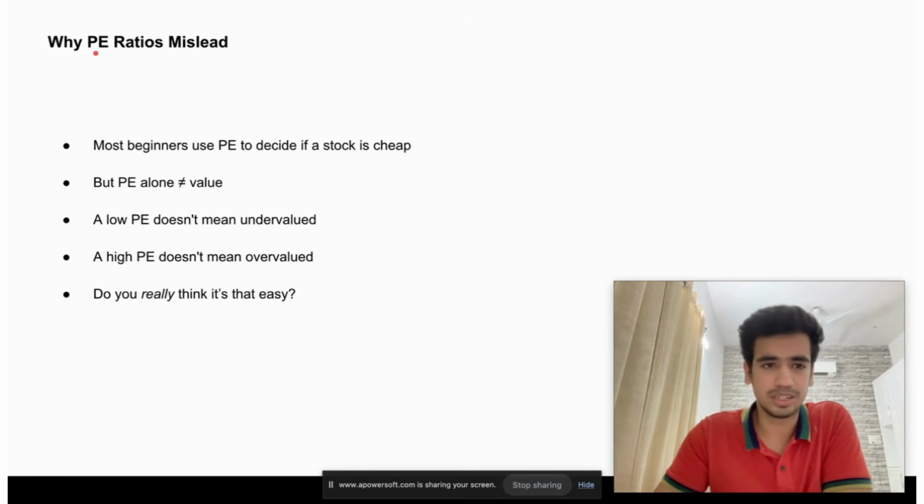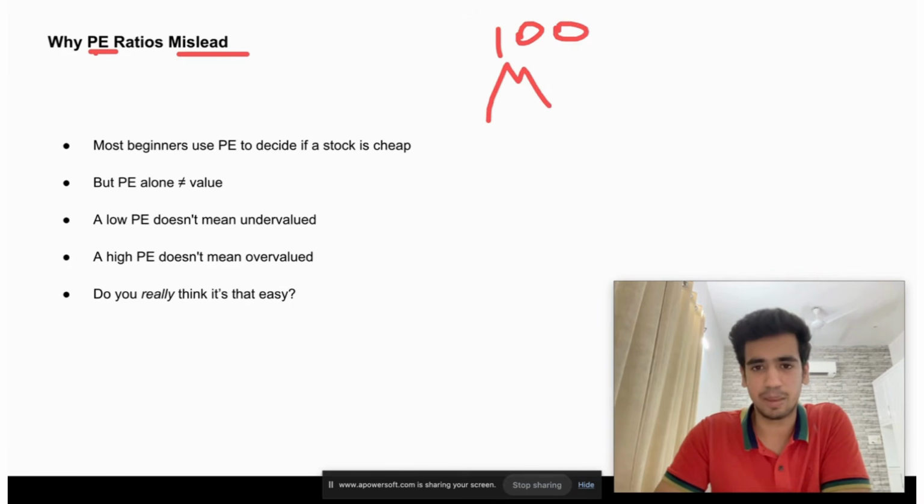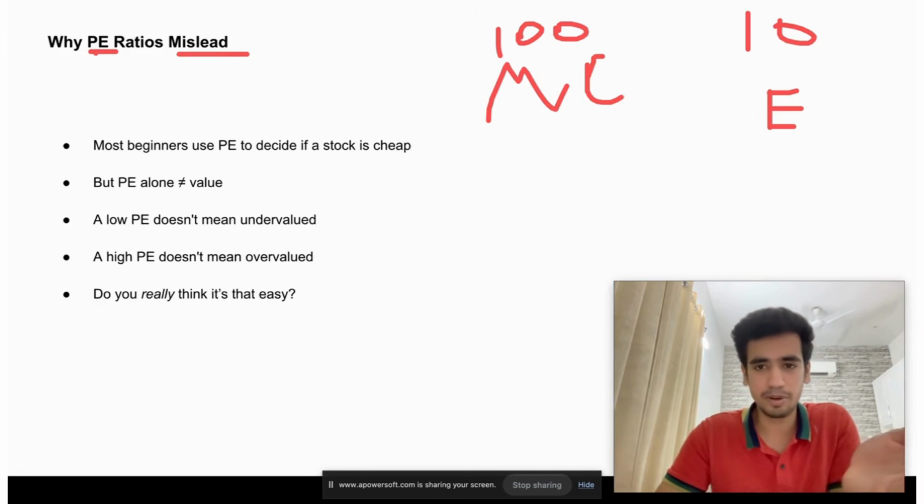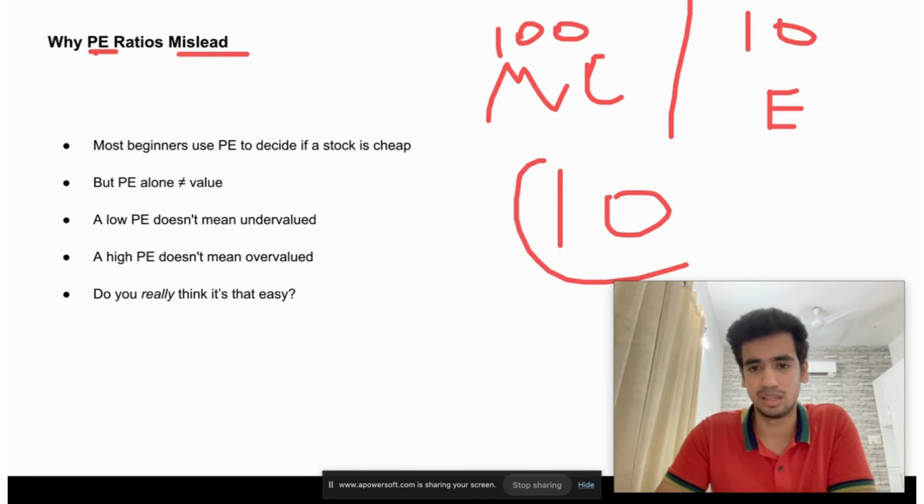So I'll start with what P/E ratios are and why they mislead. Basically, if an entire company is being sold to you for 100 rupees, that is the market cap of the company. And let's say currently it has earned 10 rupees in the past year, that is the earnings or the profits of the company. So the price to earnings ratio is basically a relation between these two. You simply divide the market cap by the earnings and you, let's say, end up with the number 10. So the price to earnings of this company is 10, and it is based on the earnings that it has done in the past year.